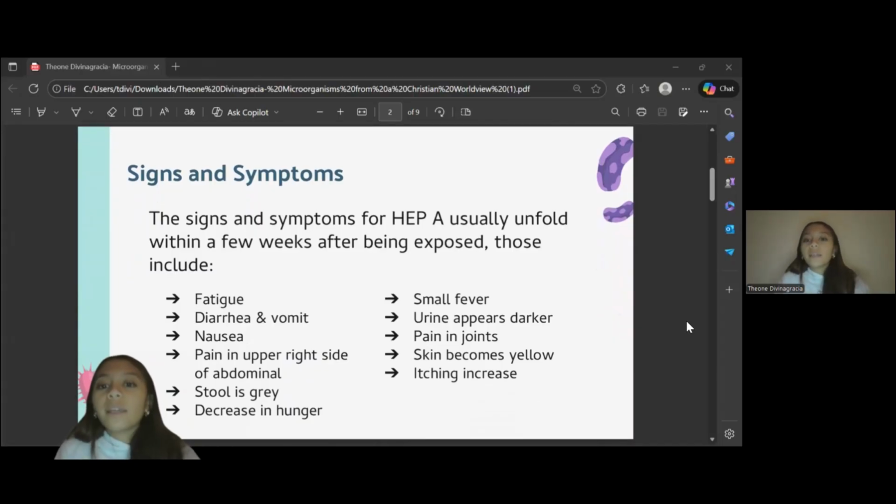First, we're going to be talking about the signs and symptoms of Hep A. They usually unfold within a few weeks after being exposed, and those symptoms can include fatigue, diarrhea and vomit, nausea, pain in the upper right side of the abdominal, gray stool, a decrease in hunger, a small fever, urine appears darker, pain in joints, skin becomes yellow, and an increase in itching occurs.